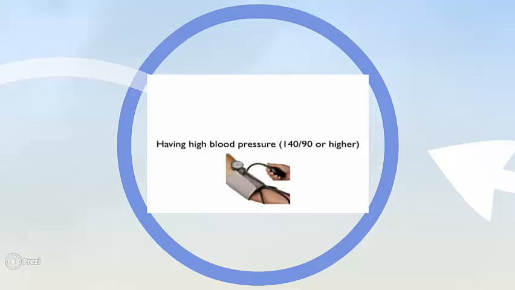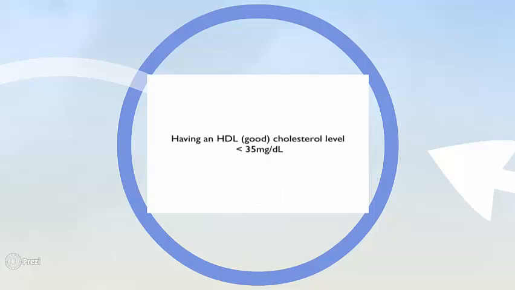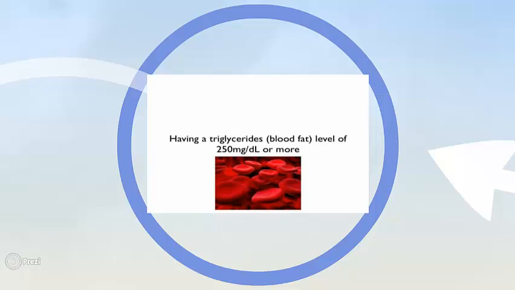Having high blood pressure, which is considered 140/90 or higher, increases your chance. Having an HDL, good cholesterol, level lower than 35 milligrams per deciliter. And of course you would have to go to your doctor to get that tested. And having triglycerides, which are basically blood fat, at a level of 250 milligrams per deciliter or more. And again, you would have to go to your family physician to get that tested.